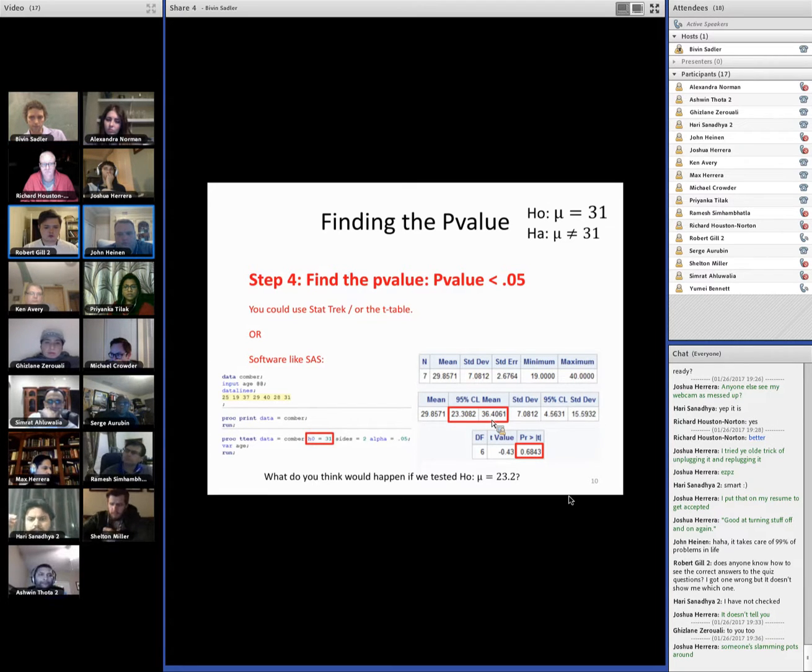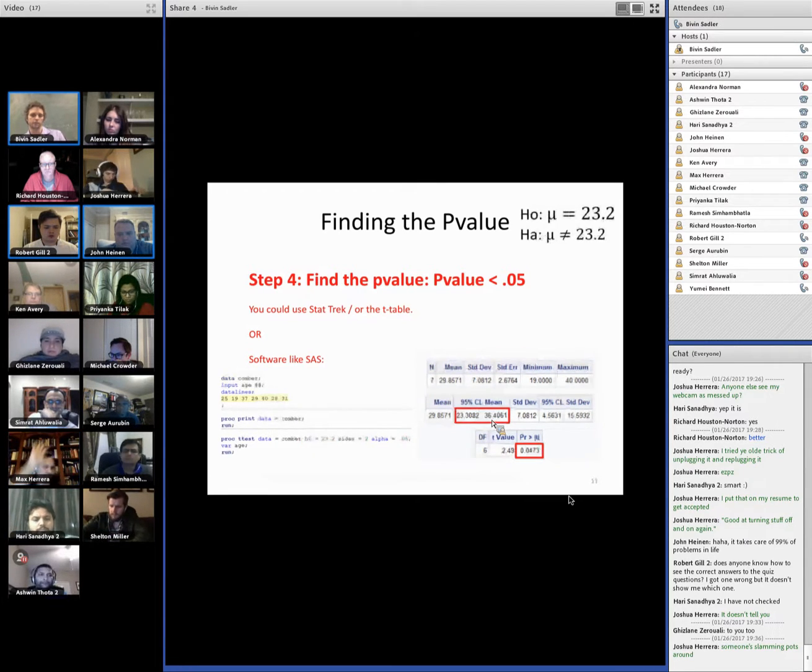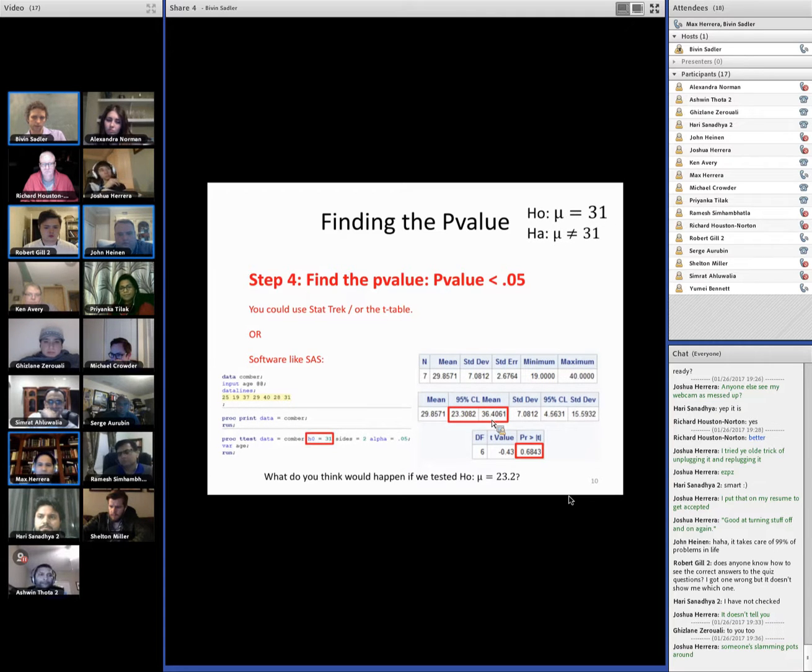Great. So, Dr. Sadler? Yes. When you say it'll happen all the time, do you mean it's going to happen statistically 68% of the time based on the p-value?